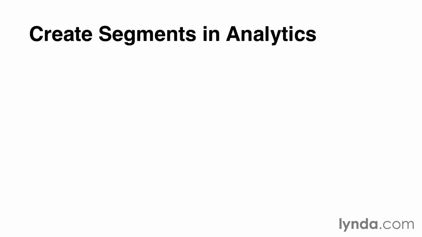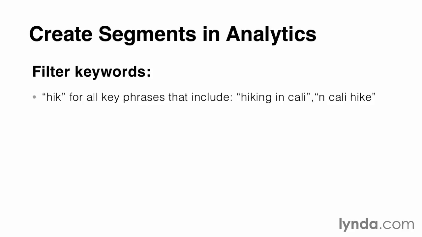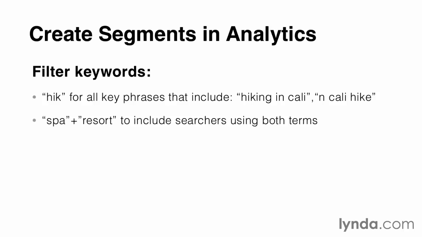Now, some keys for creating segments in your analytics. Be aware of how you filter your keywords or how you build your keyword report. I found that in going through the analytics of Explore California, if I want to include all the key phrases that have hiking or hike, I just need to use HIK. That way I can get both forms, hike and hiking, in California. It might take a little bit to work these words and figure out what the real root is, but you do have to do some working around.